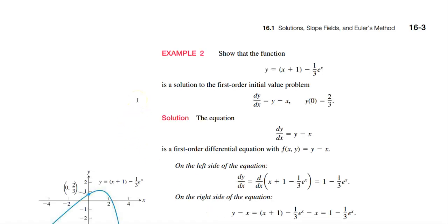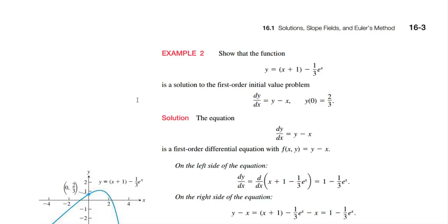So for number 2, I want to show that the function y equals x plus 1 minus 1/3 e to the x is a solution to the first-order initial value problem, dy/dx equals y minus x, y of 0 equals 2/3. The equation dy/dx equals y minus x is a first-order differential equation with f of x, y equals y minus x.